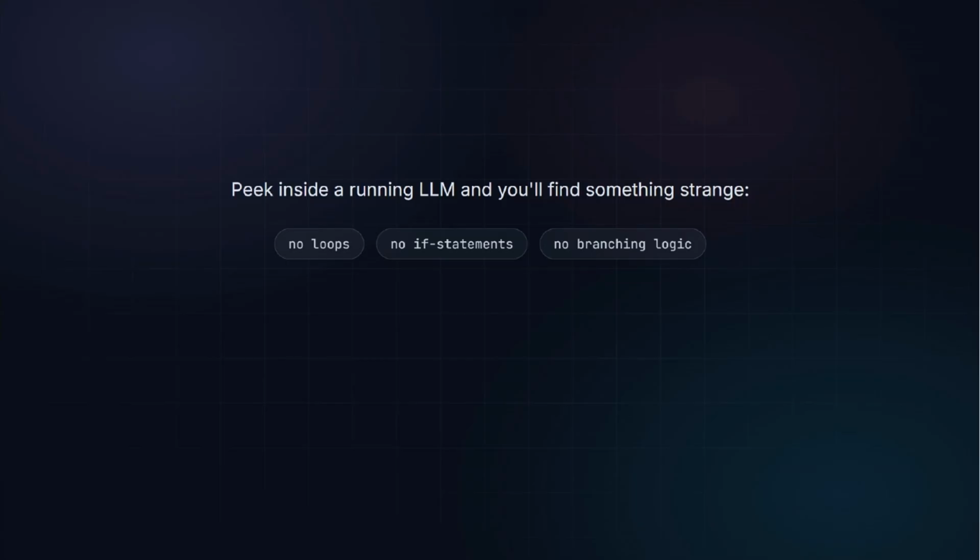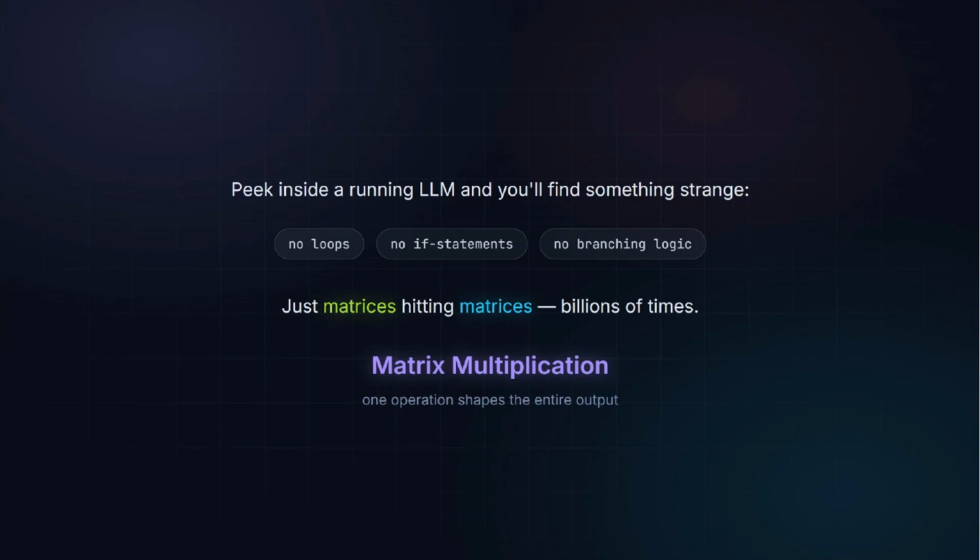Peek inside a running language model and you find something strange. There are no loops, no if statements, no branching logic of the kind you'd write in code. It's just matrices hitting matrices billions of times over. The entire output, every word it picks, is shaped by one operation, matrix multiplication.